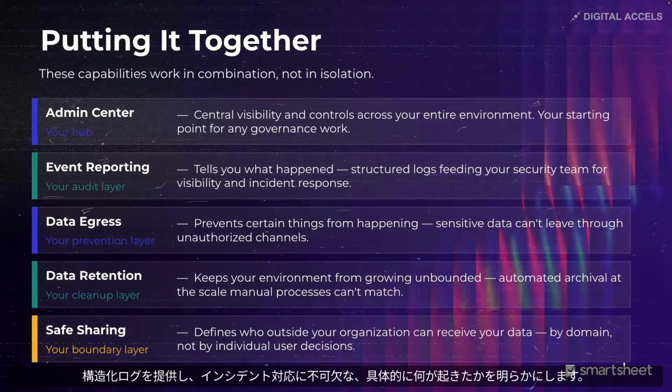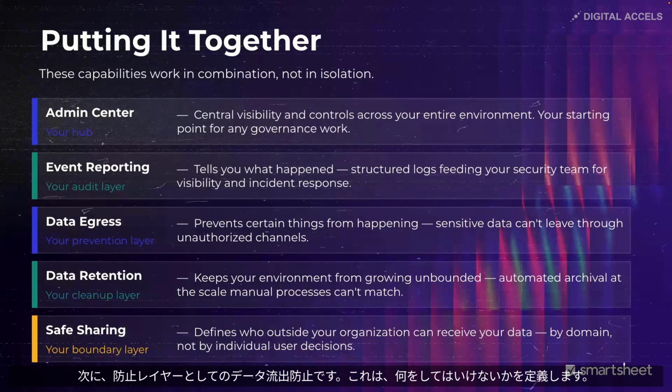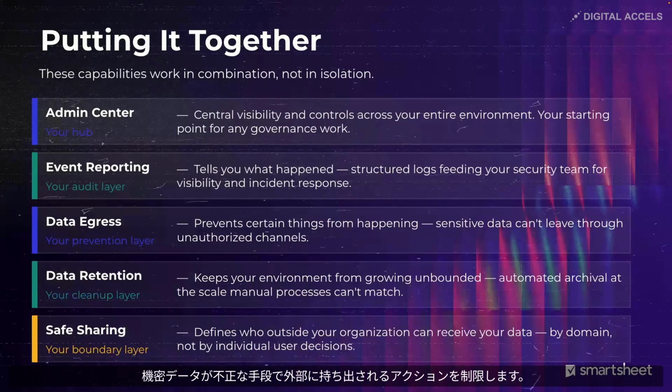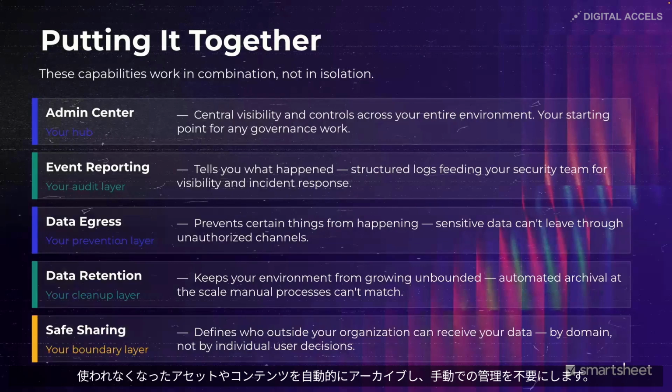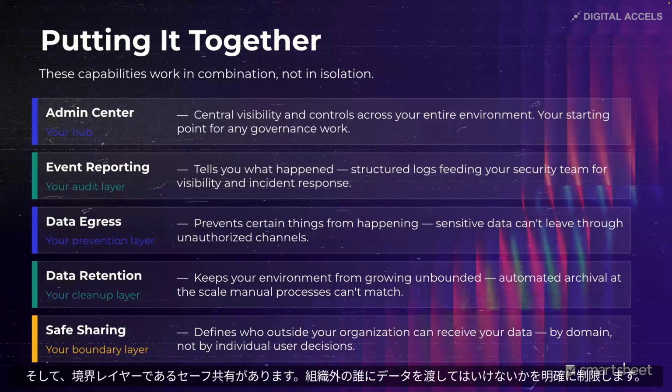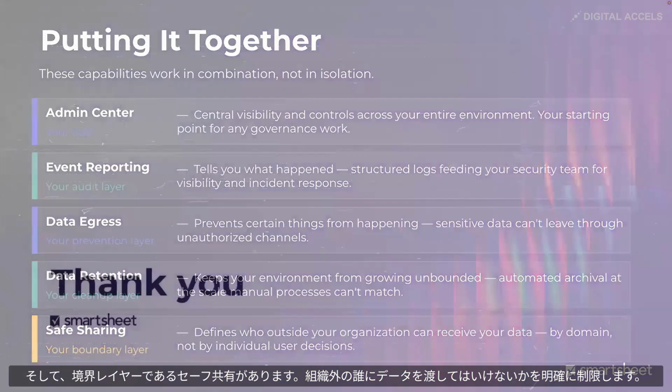and for incident response. Data egress is then your prevention layer. This answers the question of what cannot happen. Restrict the specific actions that would have more sensitive data, leaving Smartsheet through an unauthorized means. And then lastly, data retention, your cleanup layer. This answers the question of what shouldn't still be here. So you have automated archival of any stagnant assets or content that's out there without the need to start to manually intervene for that. And then naturally, that is safe sharing. Just the boundaries layer. Whom do you make sure that outside your organization is not receiving this data?